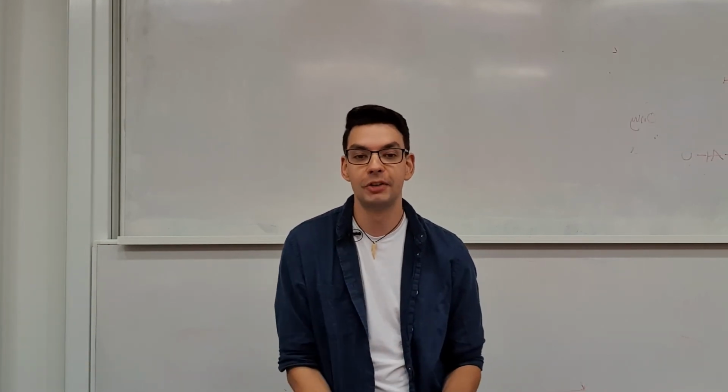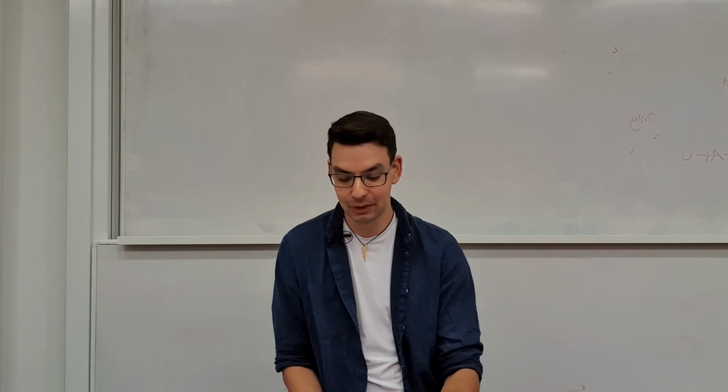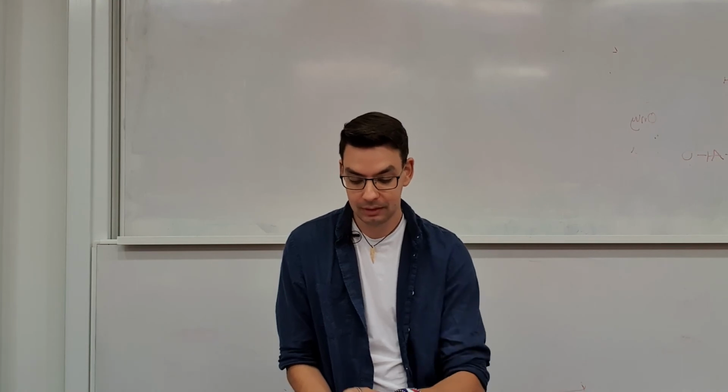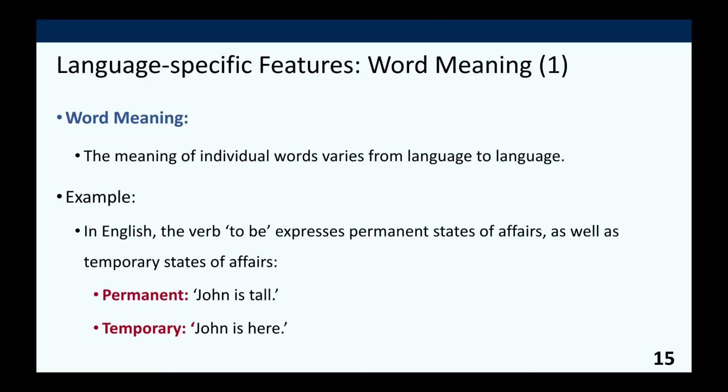Another, perhaps quite obvious, example of something that differs from language to language is the meaning of individual words. So, for example, in English, the verb to be can express both permanent and temporary states. So we can say John is tall, which is something that is permanent about him. John is not going to shrink tomorrow, and neither is John going to sprout into a giant tomorrow, unless perhaps he is a future NBA player, but we visit him when he is still 11 years old.